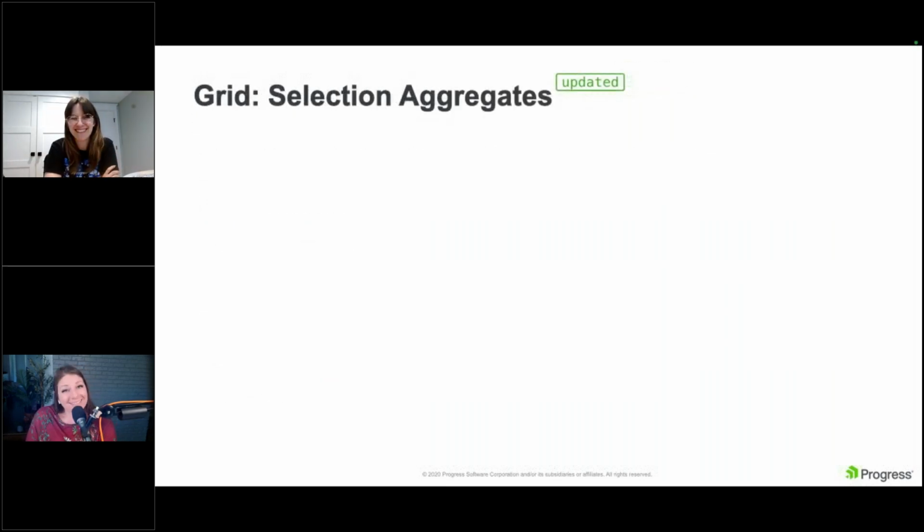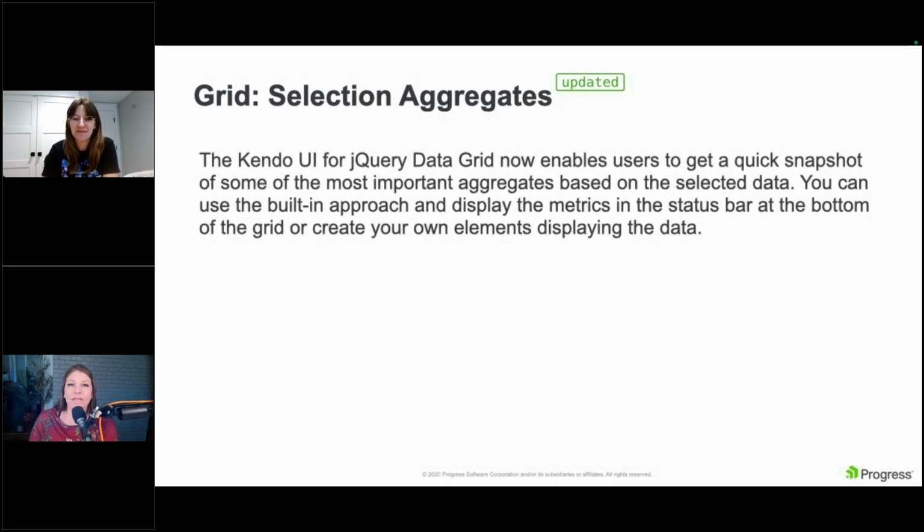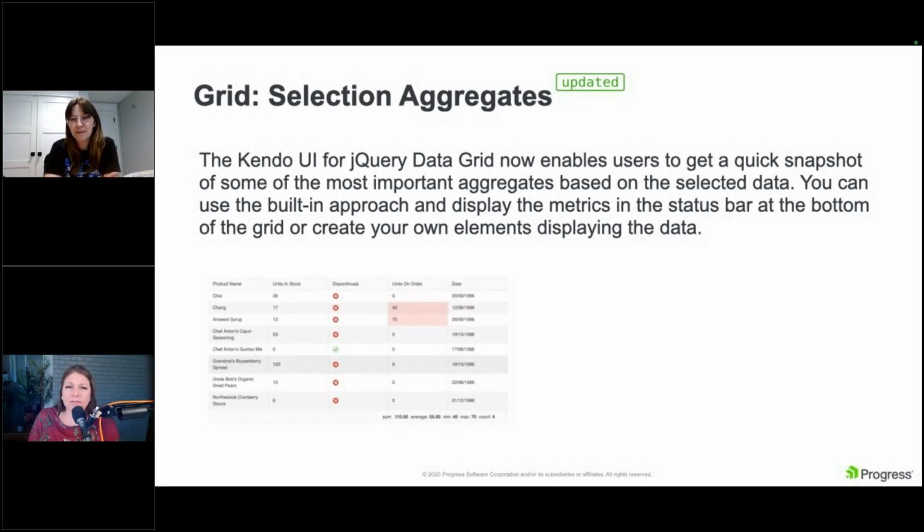We're back to the grid with selection aggregates. So the jQuery DataGrid now enables users to get a quick snapshot of some of the most important aggregates based on selected data. So you can use a built-in approach and display the metrics in the status bar at the bottom of the grid or create your own elements displaying the data. And I do have a screenshot. Apologies, she's a bit small.